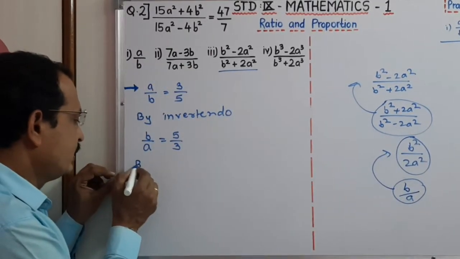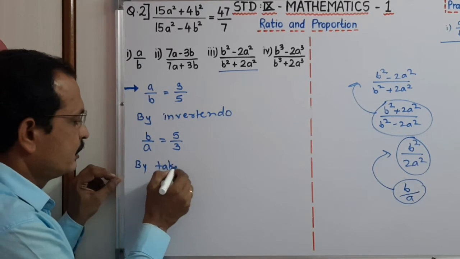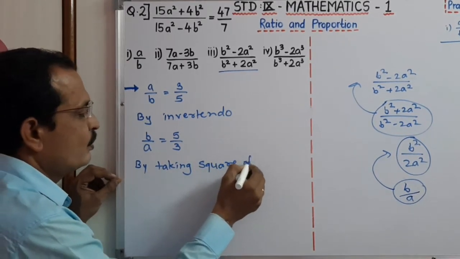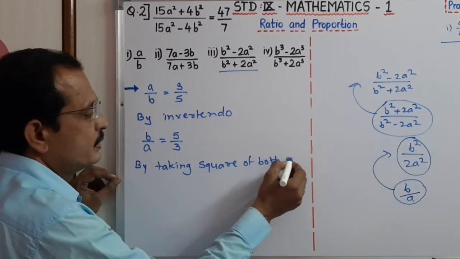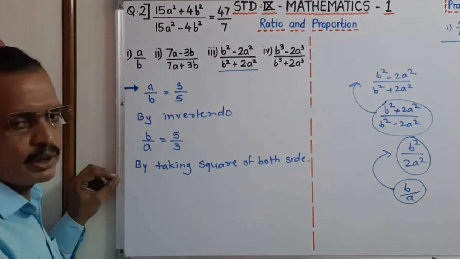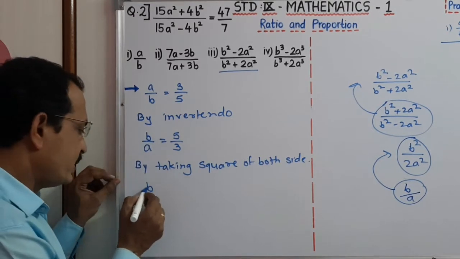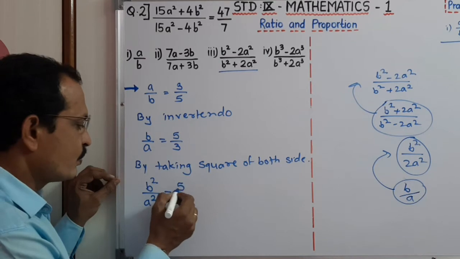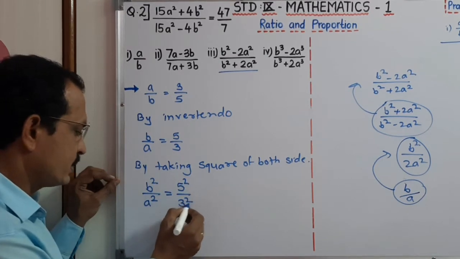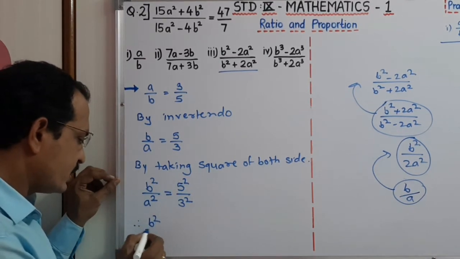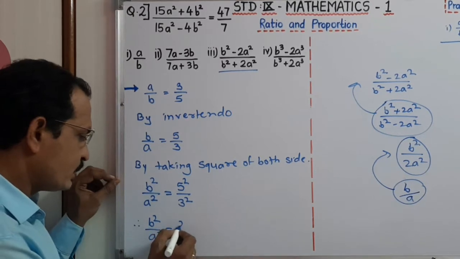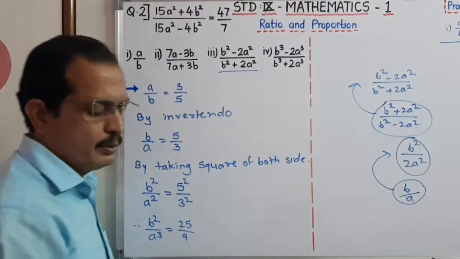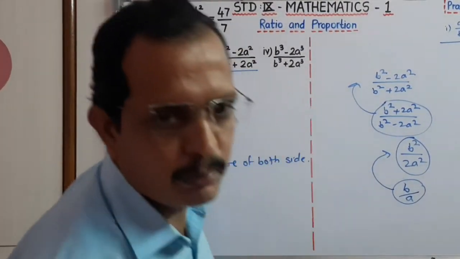Now, dear student, we required b square upon a square. Therefore, by taking the square of both sides, that means we have to do the square. Square of b is b square, square of a is a square, is equal to 5 square upon 3 square. Therefore, dear student, b square upon a square is equal to 25 upon 9. Dear student, it is very easy, but you have to go step by step.